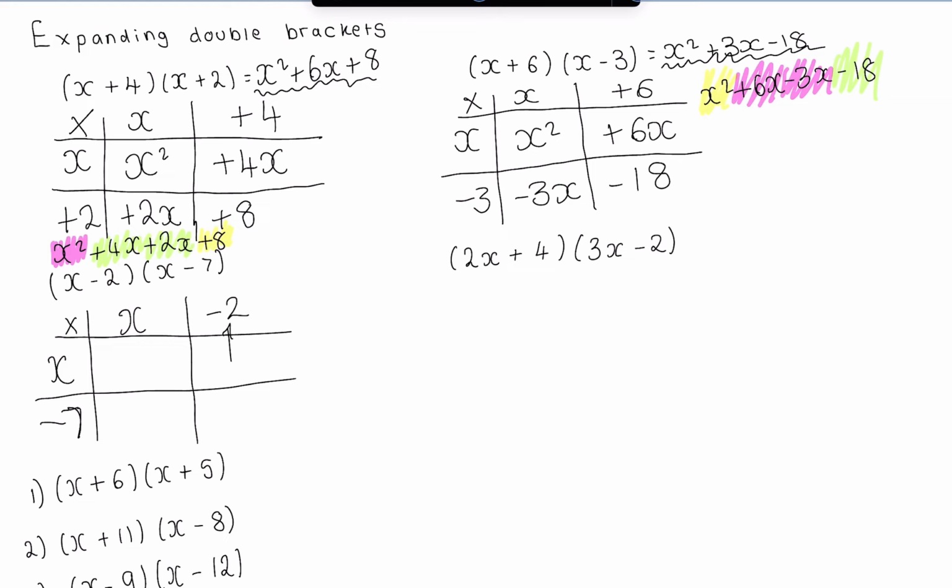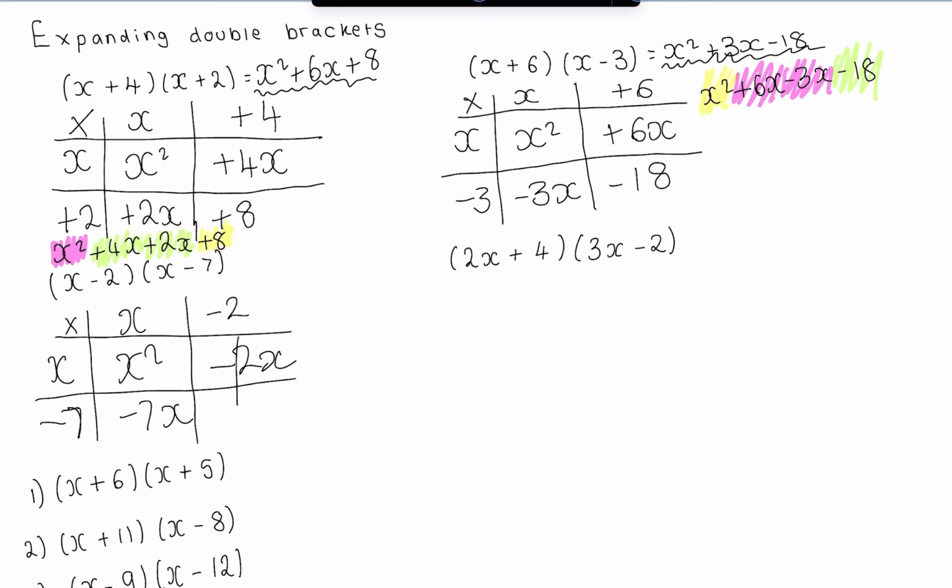So we've got -2 times x, which is -2x. We'll go for this one. So we've got -7 times x, which is -7x. We'll do this one here. x times x is x squared.